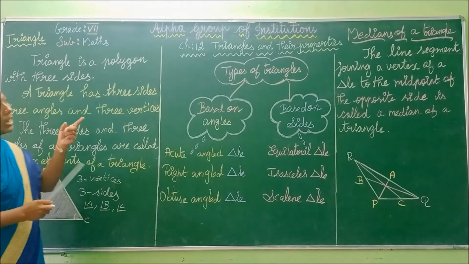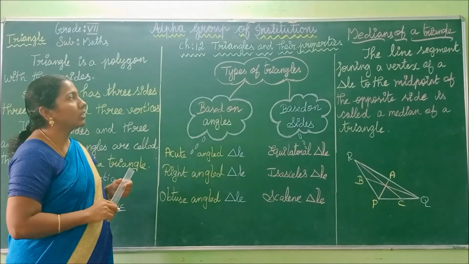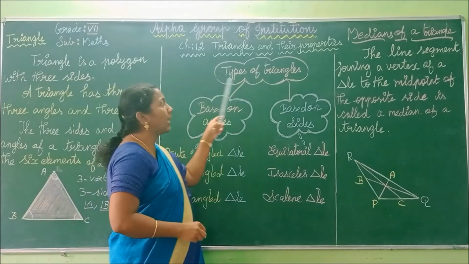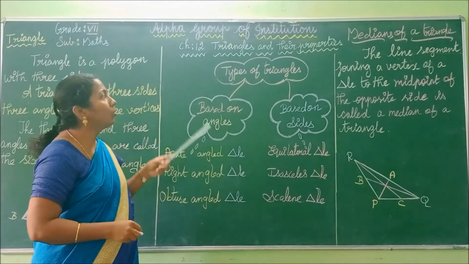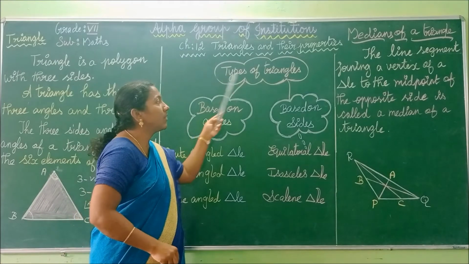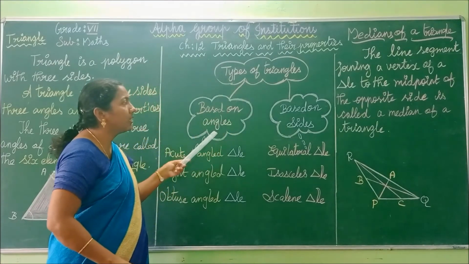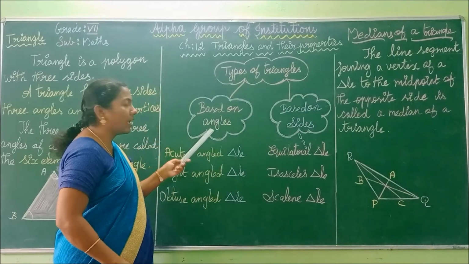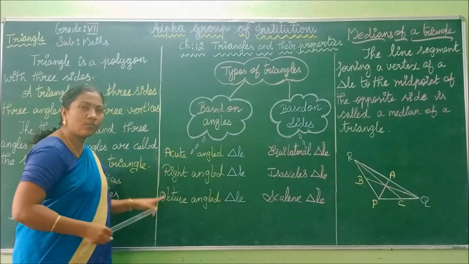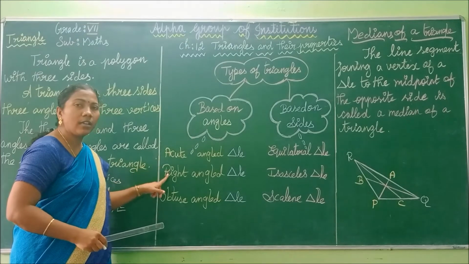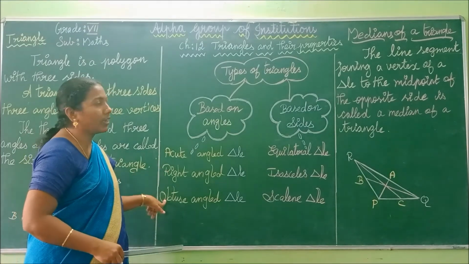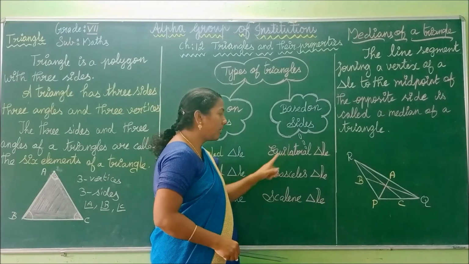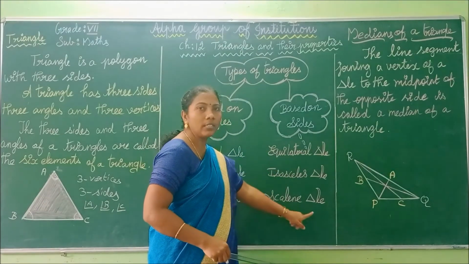In the chapter triangles and their properties, we have some more concepts we are going to study. First of all, we are going to see types of triangles. You already know the types of triangles. We are classifying the triangles based on angles as well as based on sides. Based on angles, we have three types of triangle: acute angle triangle, right angle triangle, obtuse angle triangle. Based on sides, we have three types of triangle: equilateral triangle, isosceles triangle and scalene triangle.